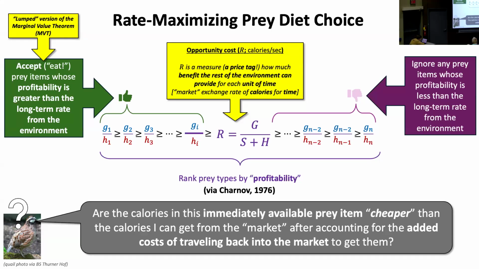All right, so I'm going to step through all of that, but any questions about this general outline of the prey model and an opportunity cost being the fence which separates the eat from the ignore? Okay.